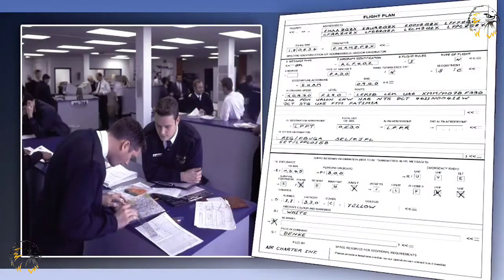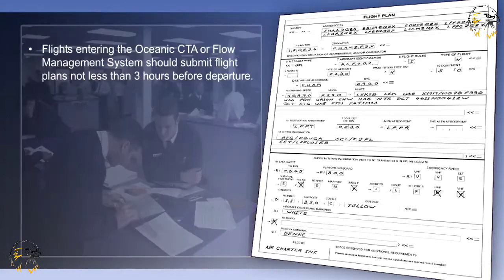In normal circumstances, a flight plan should be submitted at least 1 hour before departure, but this can vary depending on certain circumstances. If a flight is planned to enter the oceanic control area or a flow management system, then the flight plan should be submitted not less than 3 hours before departure.